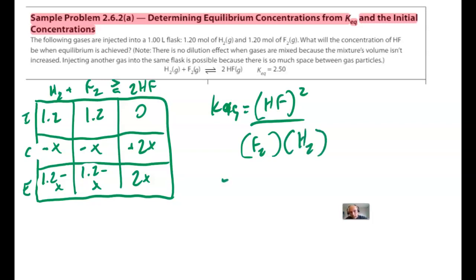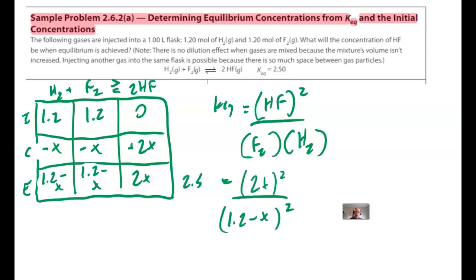All right, now I'm going to plug in these values and set them equal to the equilibrium value I was given, which is 2.5. So I've got 2.5 equaling 2x squared over 1.2 minus x squared. The reason I did that is that F2 and H2 are both 1.2 minus x. So I put that in parentheses and said, all right, it's just 1.2 minus x squared.